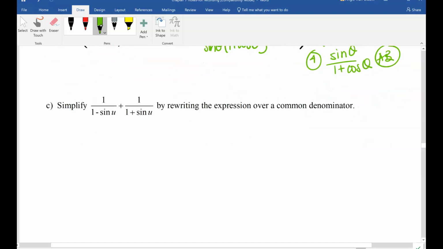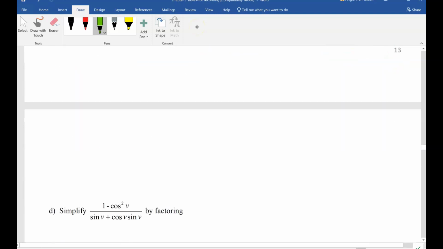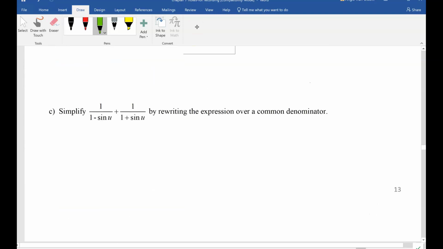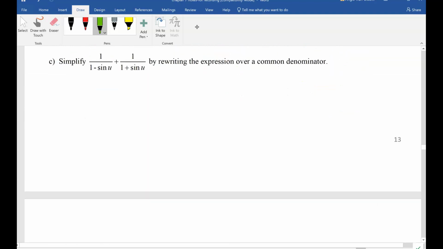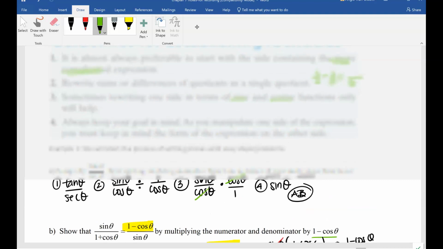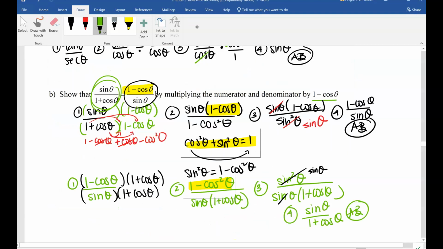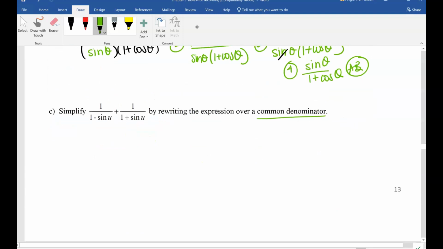Let's see, how many more do we have left? Example 1, that is. I got 1C and 1D. Okay, just 2 more on example 1. 1C, simplify by rewriting the expression over a common denominator. Now this is the guidelines or the hint on number 2, once it's done freezing. Okay. Number 2 says rewrite sums or differences of quotient as a single quotient. So that's really what this is doing.